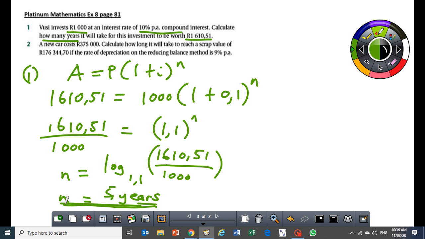Then number 2. I have to do it on the next page. A new car costs 375,000. Calculate how long. That means you have to calculate the time period, how long it will take to reach a scrap value of 176,344.70. So I'm talking about scrap value now. What is scrap value? What's the definition of scrap value?